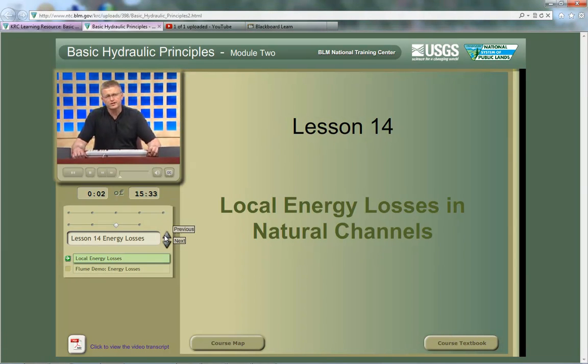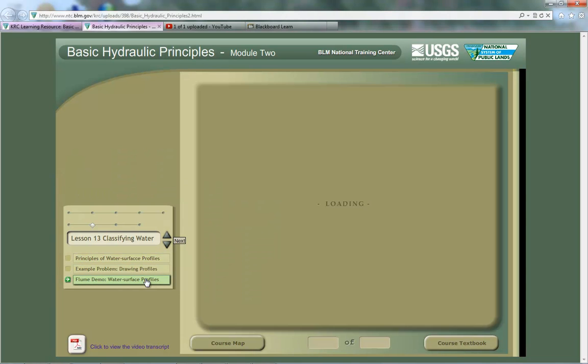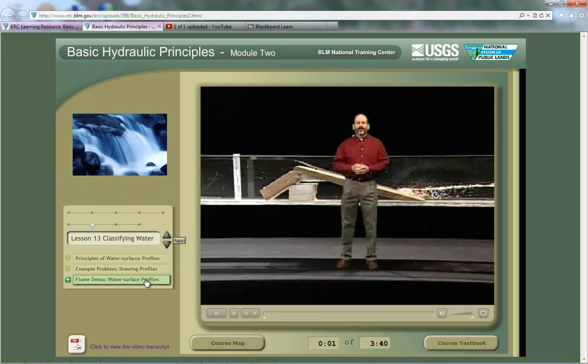Okay, welcome to Lecture 14. In this flume demonstration, we're going to try to conceptually show you some of the things that we talked about in Lesson 13. Of course, Lesson 13 is entirely conceptual. We don't do any computations, but there are a couple of key issues that we want to talk about.